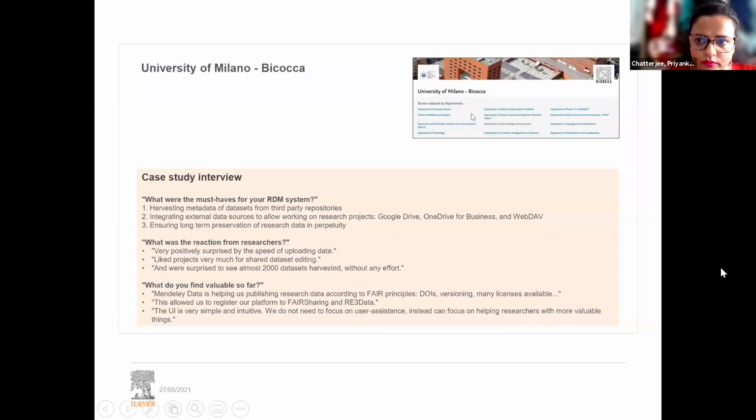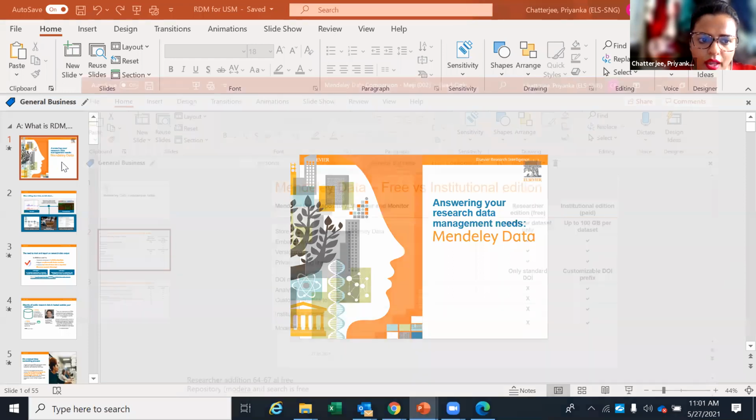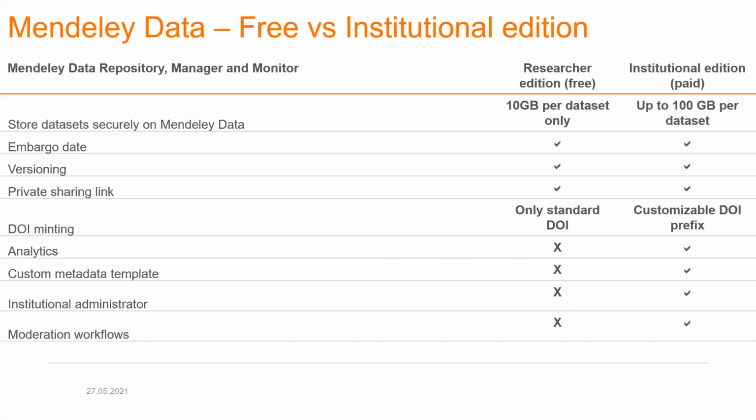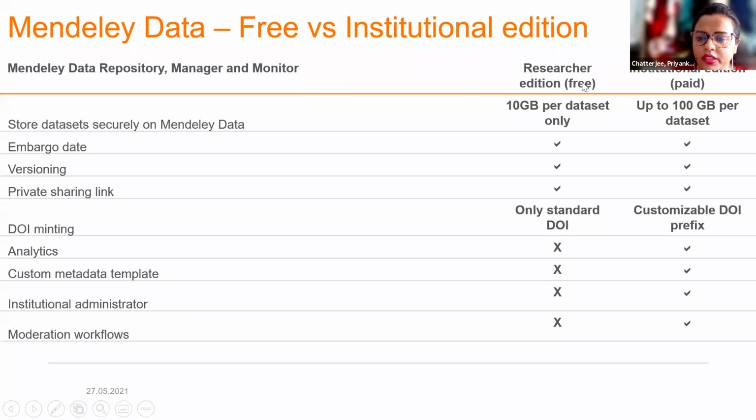So let me quickly share my screen, and I will run through the differences and the comparison between the free version and the paid version of Mendeley Data. This is how the free version looks. Mendeley Data repository manager and monitor. The researcher edition, which is the free one, gives you 10 GB per data set. It gives you an embargo date, it allows you to keep different versions of your data, and it also allows a private sharing link.